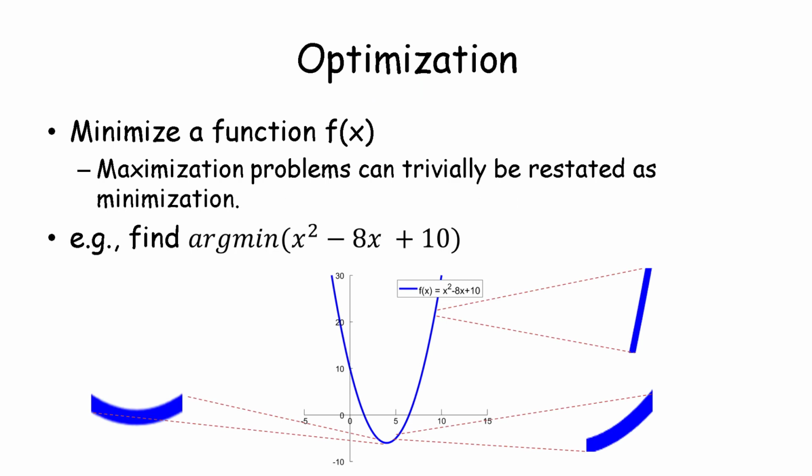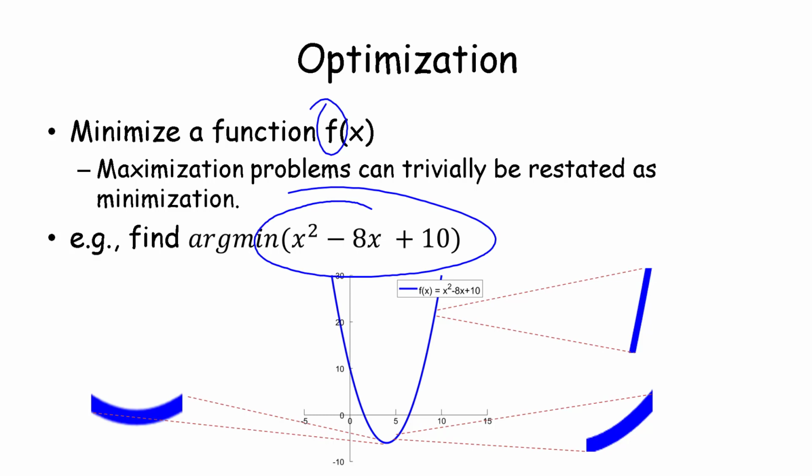Optimization can be stated as minimizing a given function f. Maximization of a function can be trivially converted to a minimization problem by seeking to minimize minus f of x. As an example for optimization, let's find the value of x that minimizes this expression.